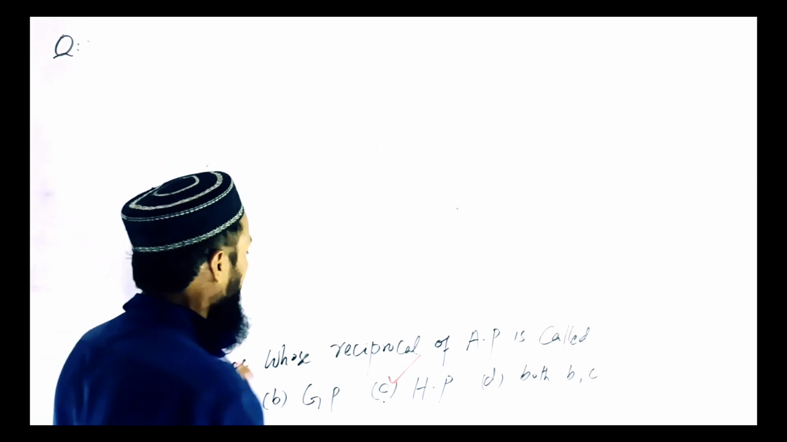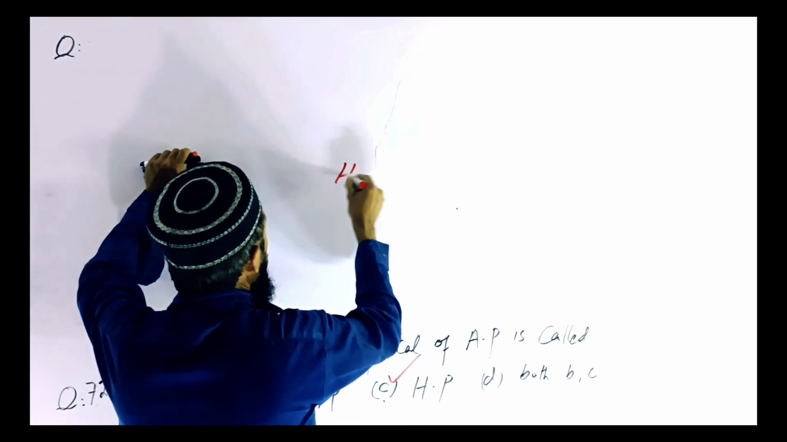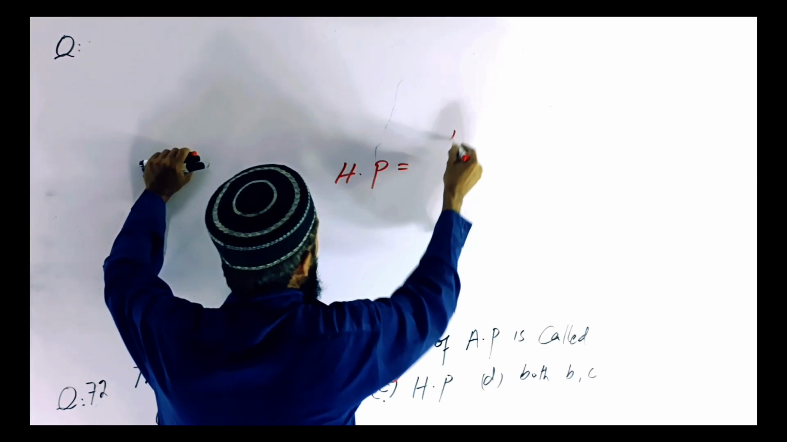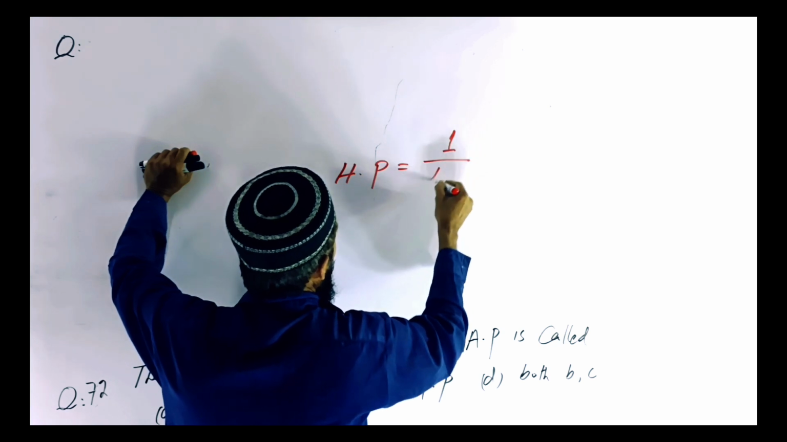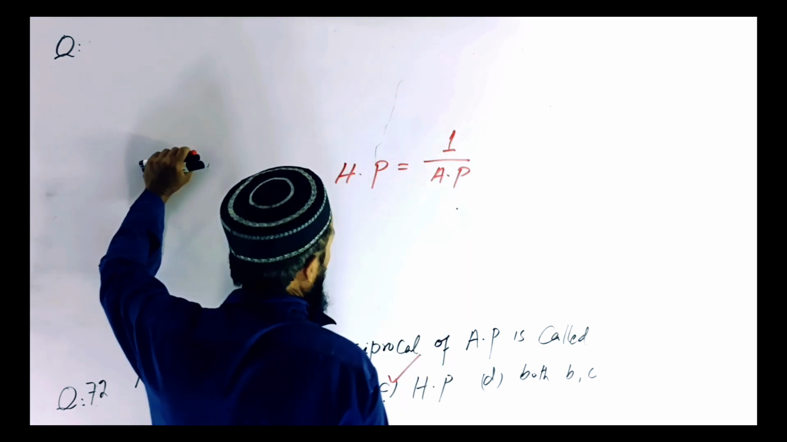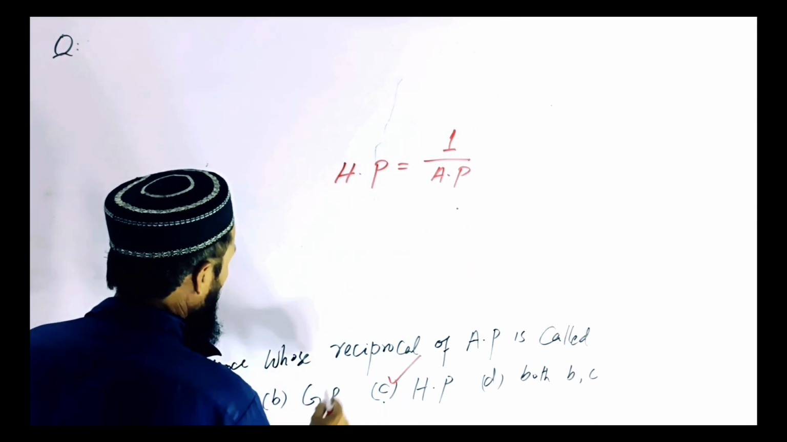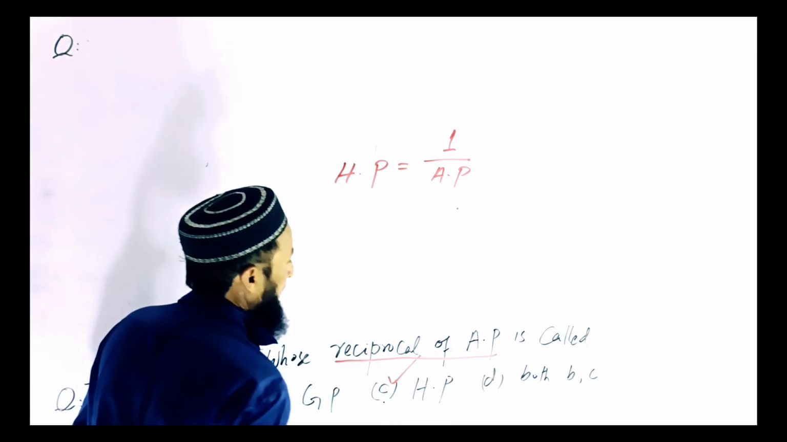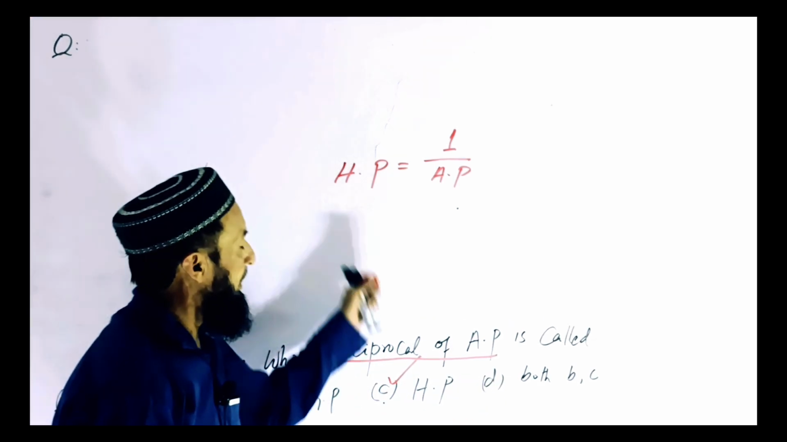C is the correct option in this question, because as we know, a harmonic progression is the reciprocal of an arithmetic progression. So it is given that the reciprocal of an arithmetic progression is called harmonic progression.